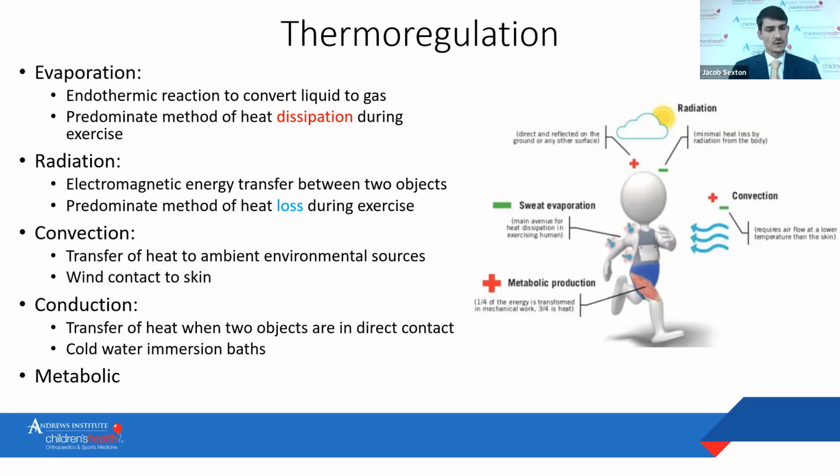And then finally, we need to consider the metabolic process of thermoregulation. Every time a muscle contracts, every time there's a powerful force, you do have energy production in the form of ATP to allow contraction, but we must also understand that a portion of that energy is lost in the form of heat. And so we need to be aware of that during exercise as well.